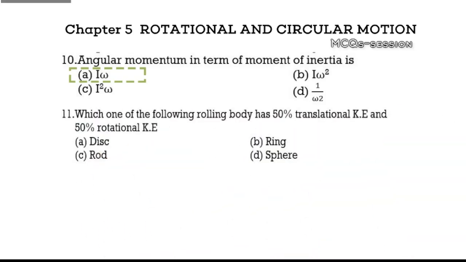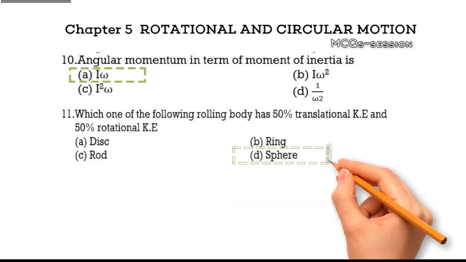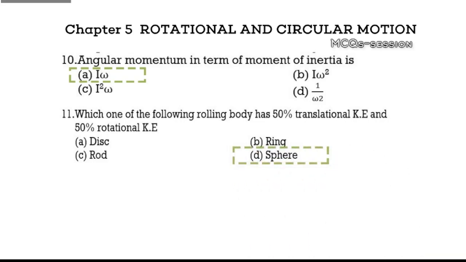Question 11. Which of the following rolling bodies has 50% translational kinetic energy and 50% rotational kinetic energy? A. Disk, B. Ring, C. Rod, D. Sphere. Pause and guess. The answer is D. Sphere. Explanation. A sphere rolling without slipping distributes its total kinetic energy equally between translational and rotational forms.